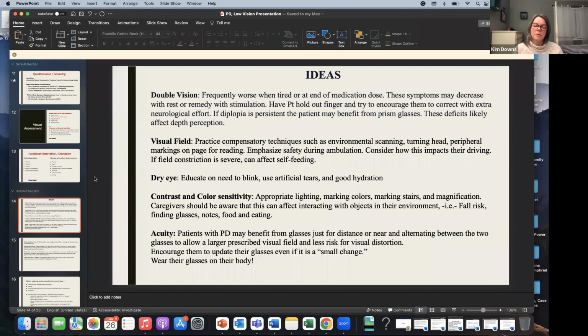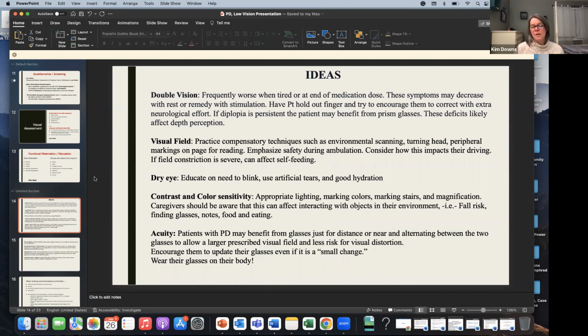Or also if the person is not practicing good self-care, I find that when people are dehydrated or have not eaten in a while, they are also more likely to get double vision. So these symptoms may decrease with rest or their medication dose, or sometimes they can actually remedy with stimulation. On the opposite spectrum of these people being tired, sometimes they are also understimulated. Maybe they've just been staring blankly at a TV for hours or out a window.